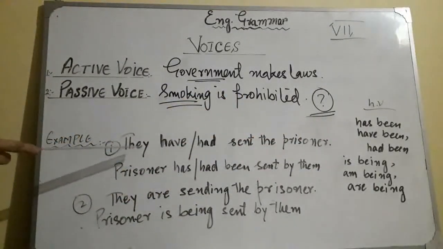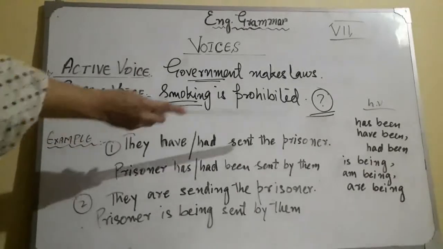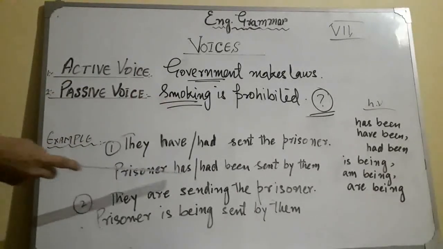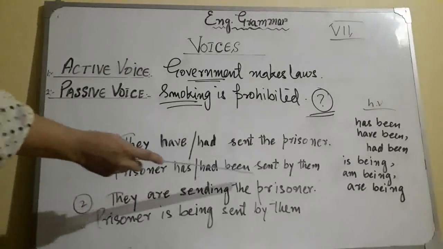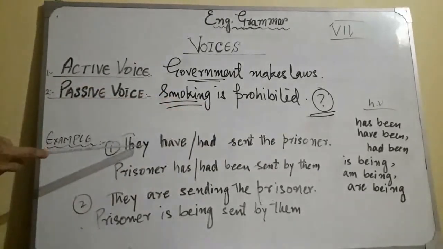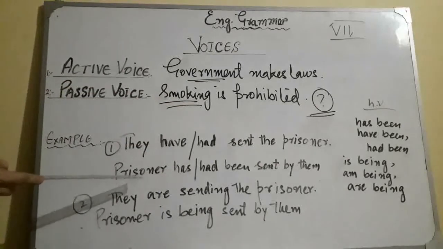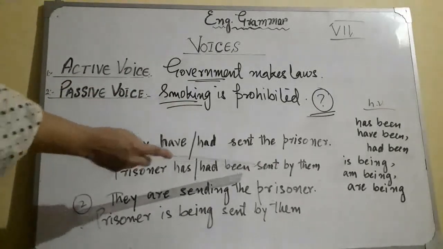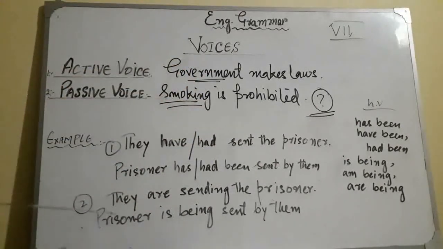Okay, let's see the example. They have sent the prisoner, then it will become the prisoner has been sent by them. Or if it is they had sent the prisoner, it will become the prisoner had been sent by them.